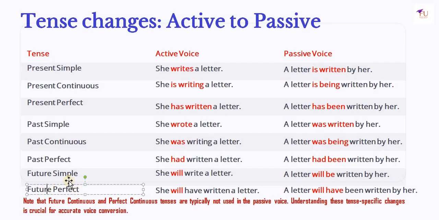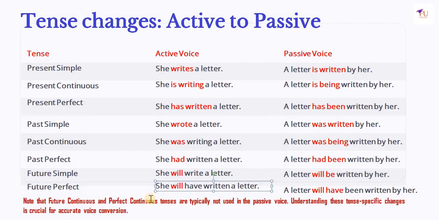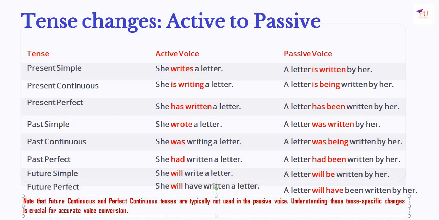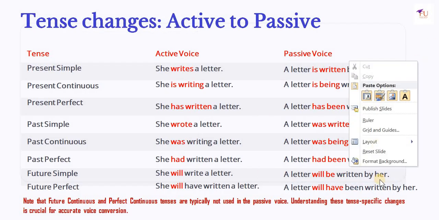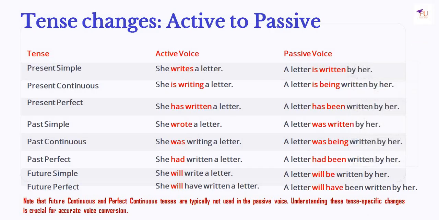Now, future perfect tense: how can we change the future perfect tense? The future perfect sentence is: she will have written a letter. That is a future perfect tense. Will is future, have is perfect, and when we change it into the passive voice, we will add been at the end. Now it becomes: a letter will have been written by her.